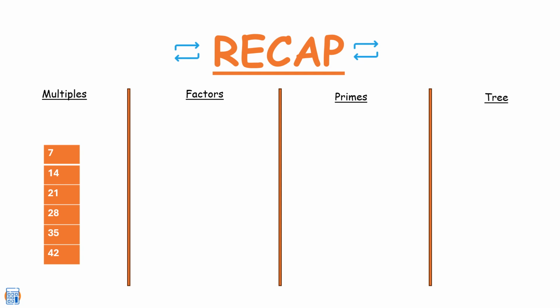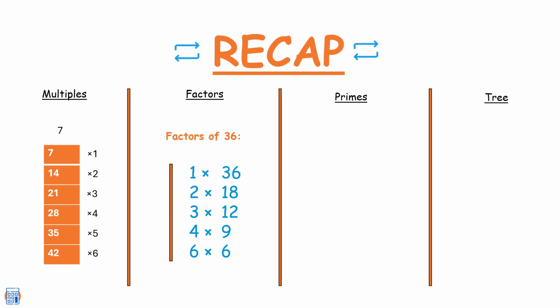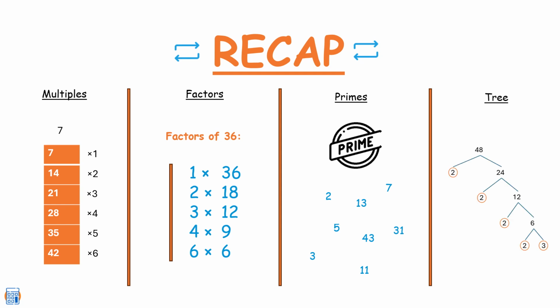So as a bit of a recap, that's gone through basically everything today. Multiples, think of it as just a times table. Factors, think of it as just times table that goes into a certain number. Primes, only numbers that are divisible by 1 and itself. And finally, the factor tree is how you break down bigger numbers into its prime factors.